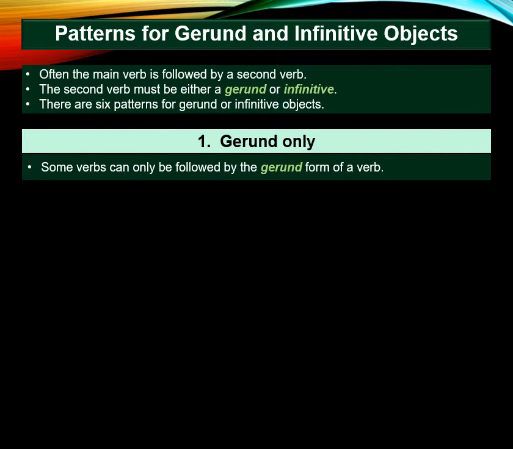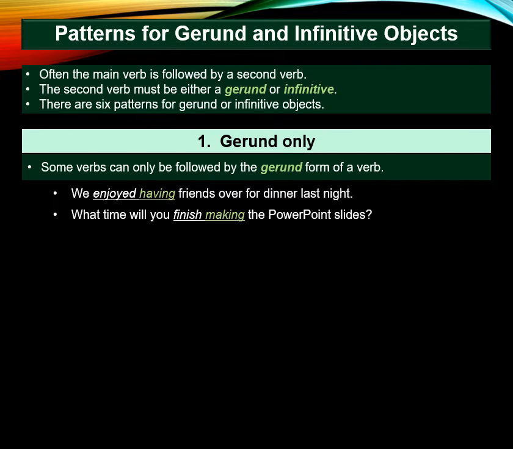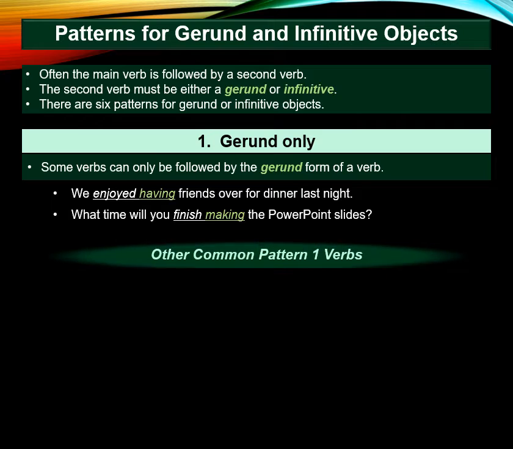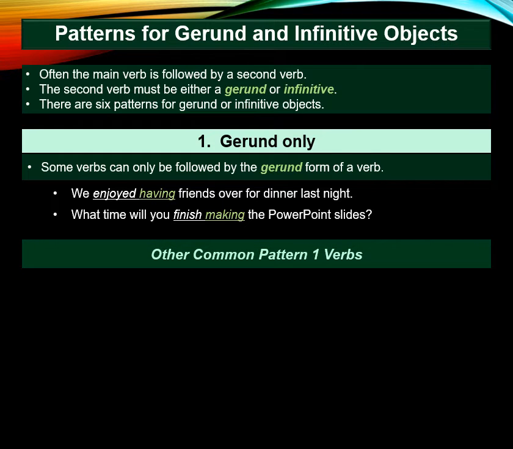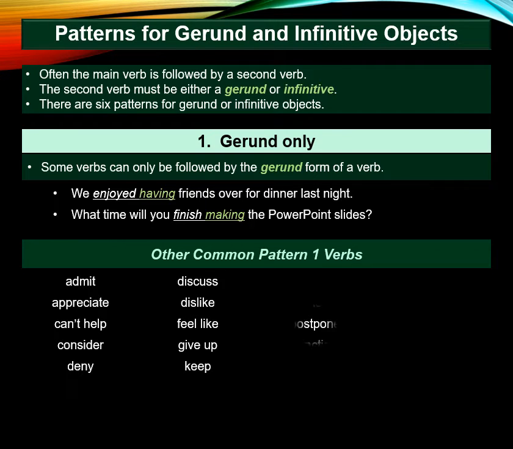The first group is gerund only. Some verbs must be followed by the gerund form of a verb. For example, we enjoyed having friends over for dinner last night. What time will you finish making the PowerPoint slides? Enjoyed and finish are two examples of group 1 verbs. Other common pattern 1 verbs you see here: admit, appreciate, dislike, feel like, miss, quit.